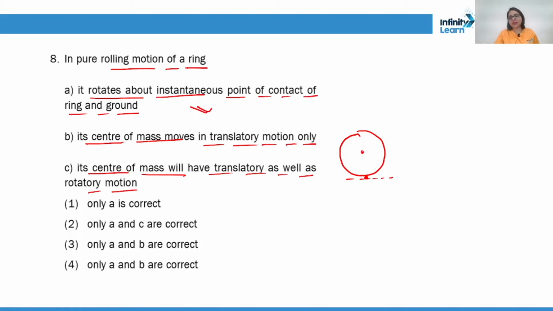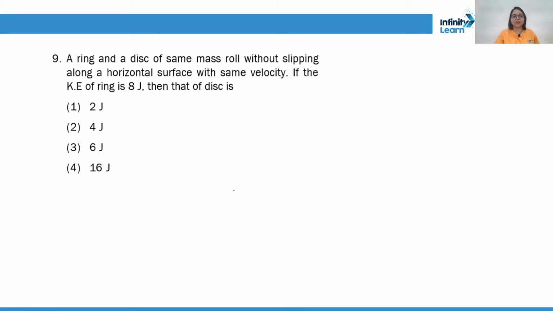In the next statement, velocity of center of mass is vcm and it performs only translatory motion. So this is also true. Center of mass does not perform translatory as well as rotatory motion, so this is not true. So the correct answer is option 3. Only A and B are true.